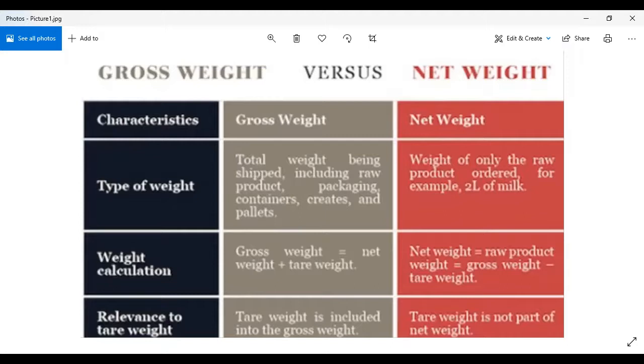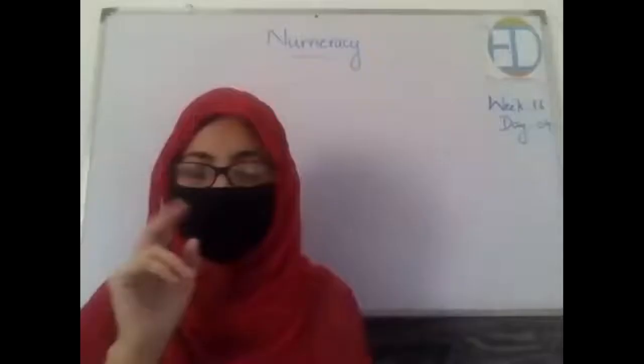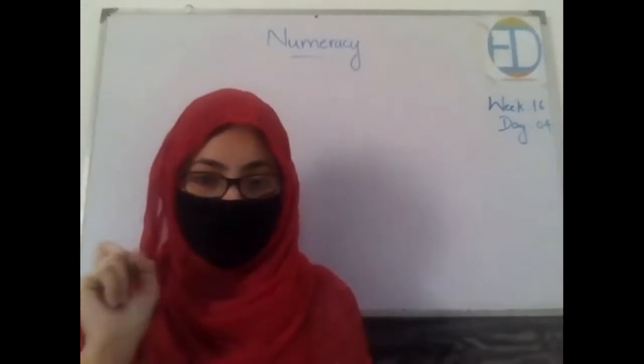Now, regarding tare weight, it is included in the gross weight. In the gross weight, we include this because I told you that tare weight basically means the weight of the packaging, the weight of the container, the weight of crates, pallets, etc. And tare weight is not part of the net weight. We have discussed it earlier. Net weight only includes the weight of that particular raw material. Okay. So these two things are very important for you to learn.